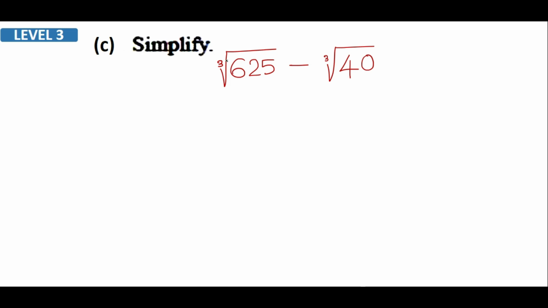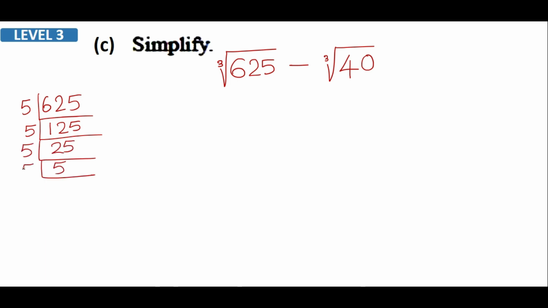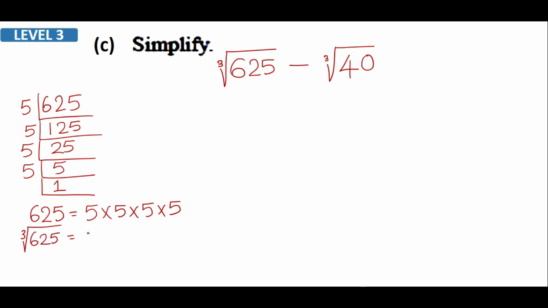In level 3 we'll be simplifying the question: cube root of 625 minus cube root of 40. Since you have different terms inside the surds and both are cube roots, first I'll start with factorizing 625 and 40 as we did in the earlier question. So 625 is written as 5 times 5 times 5 times 5. So here we are dealing with the cube root of 625, which is again equal to the cube root of 5 times 5 times 5 times 5.